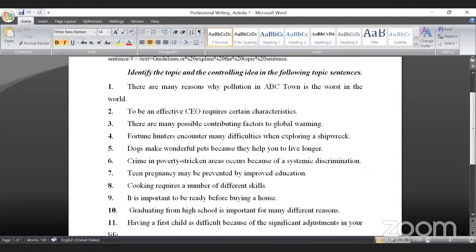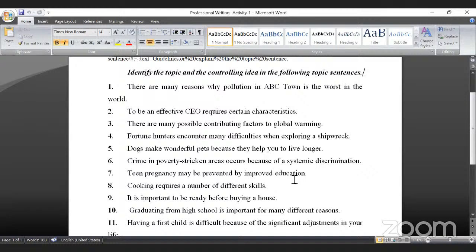No, read it. It is when you say fortune hunters. You read that sentence again. Fortune hunters encounter many difficulties when exploring a shipwreck. That doesn't give you any idea that the paragraph is going to be on fortune hunters, right? It's clearly, the controlling idea is clearly many difficulties. And what are these difficulties about? The exploration of the shipwreck. Then that has to be the topic, and many difficulties is going to make up your supporting sentences, which is the controlling idea. Get it?